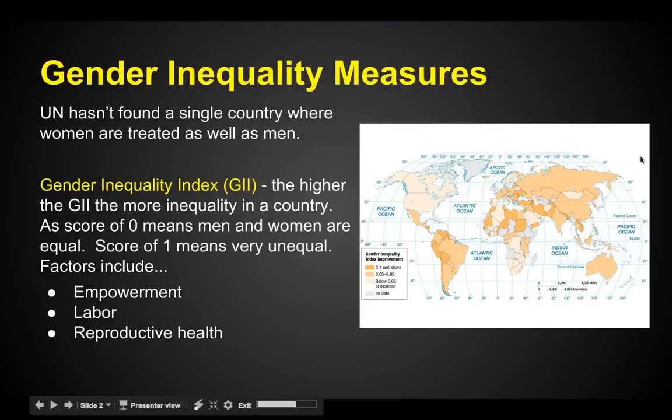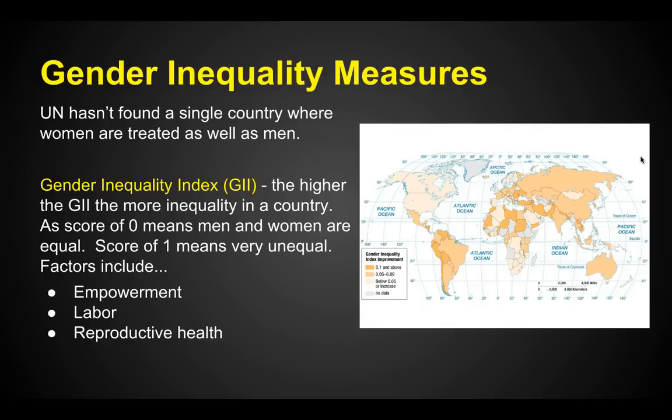So, gender inequality measures. The United Nations hasn't found a single country where women are treated as well as men. The Gender Inequality Index, or GII. The higher the GII, the more inequality in a country. A score of 0 means men and women are equal. A score of 1 means it's very unequal. And factors that go into making this GII include empowerment, labor, and reproductive health.